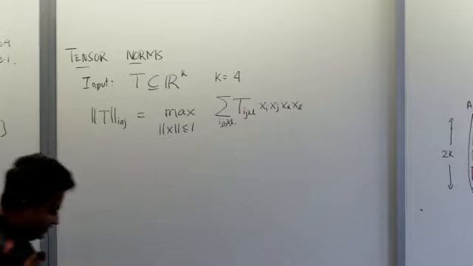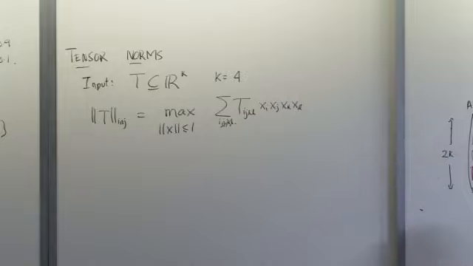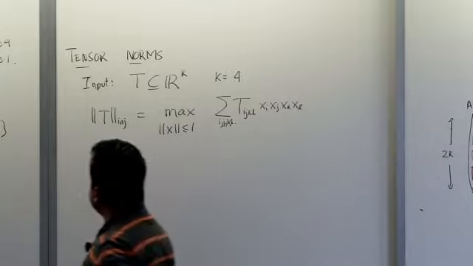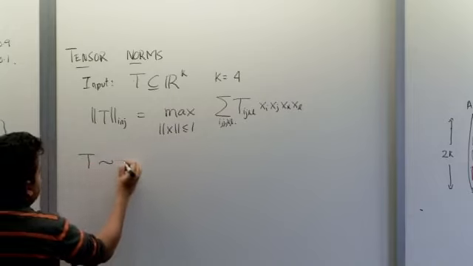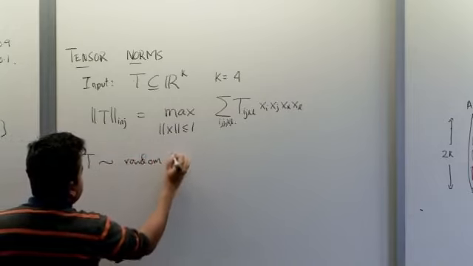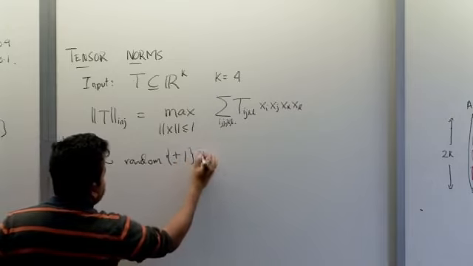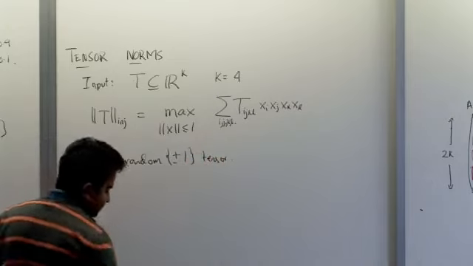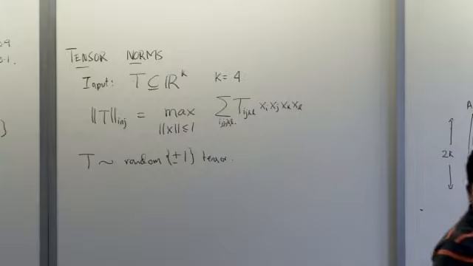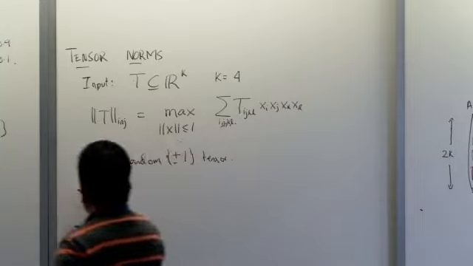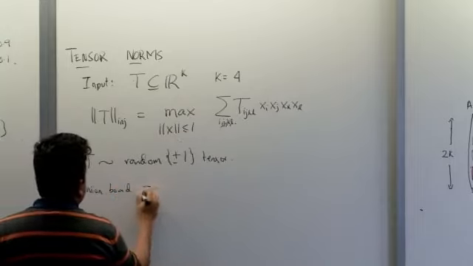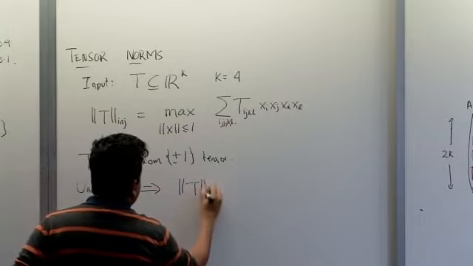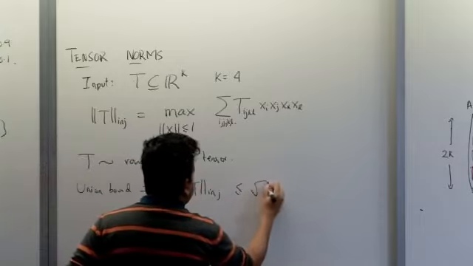So this is the injective tensor norm, and the related problem here is, suppose I gave you a random tensor. Suppose T is a random plus minus 1 tensor, so every entry is IID plus minus 1. You can use a simple union bound to show that the injective tensor norm is at most square root n.